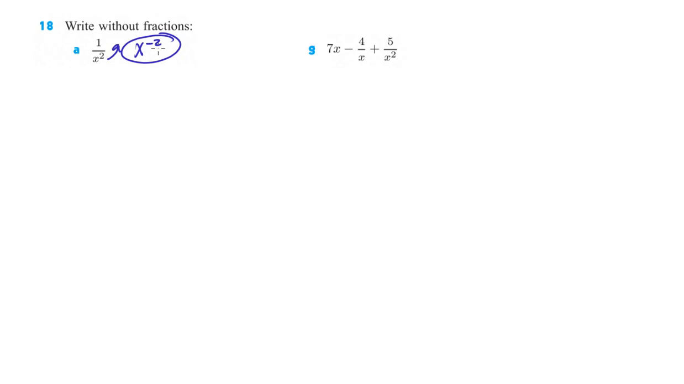Positive 2nd on the bottom, move to the top. Got to switch the sign of the exponent. 7 to the x minus 4 over x plus 5 over x squared. Just treat this as 3 different problems, and that makes this a lot easier.